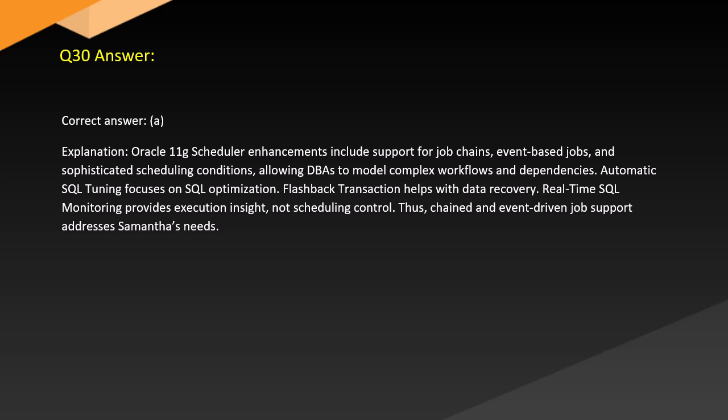Answer. Correct answer: A. Explanation. Oracle 11g scheduler enhancements include support for job chains, event-based jobs, and sophisticated scheduling conditions, allowing DBAs to model complex workflows and dependencies. Automatic SQL tuning focuses on SQL optimization. Flashback transaction helps with data recovery. Real-time SQL monitoring provides execution insight, not scheduling control. Thus, chained and event-driven job support addresses Samantha's needs.